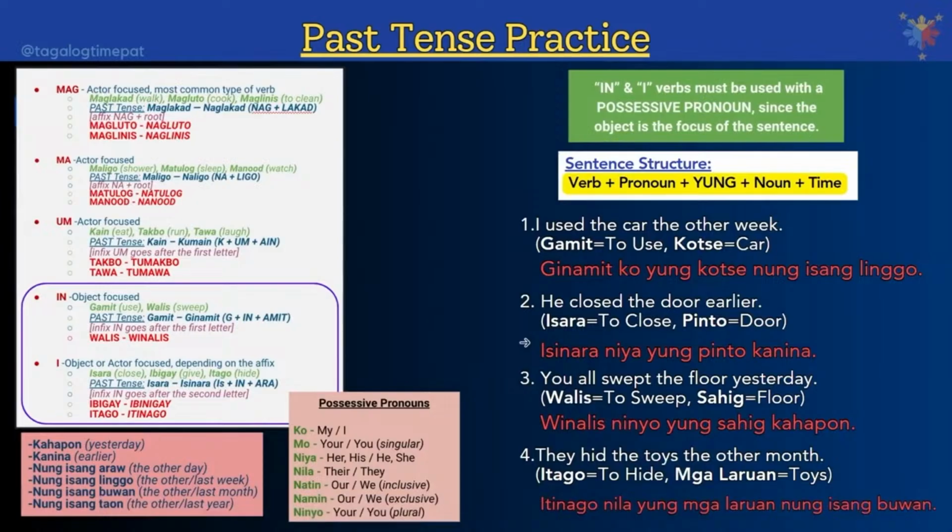In Tagalog, this would be, itinago nila yung mga laruan nung isang buwan. Itinago nila yung mga laruan nung isang buwan. They hid the toys the other month. All right, so these are just some examples of how to use the past tense conjugation patterns that we learned and how you can plug in all the vocabulary that you learned into this simple sentence structure.